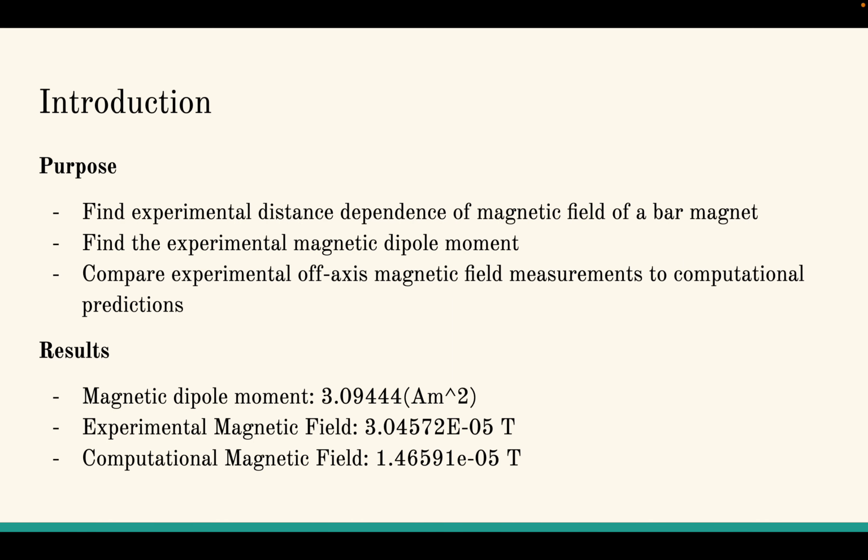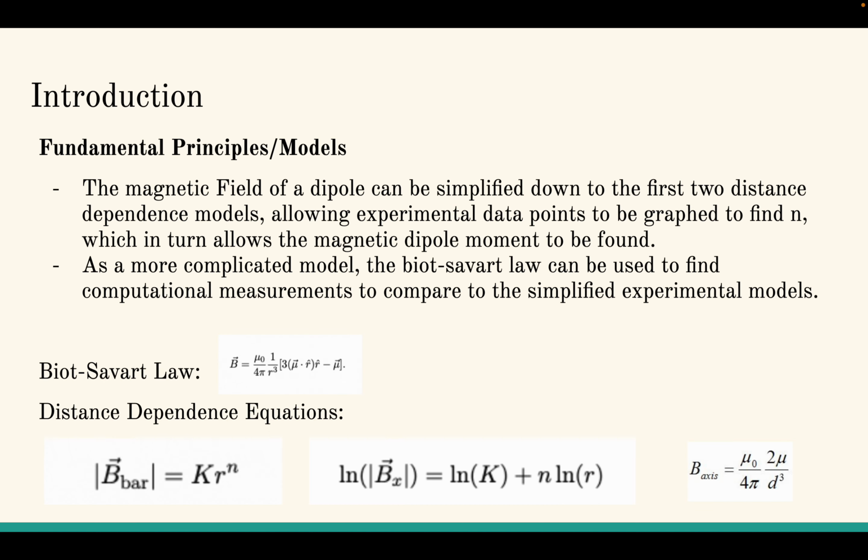For bar magnets. The purpose of this lab is to find the experimental distance dependence of the magnetic field of a bar magnet in order to find the experimental magnetic dipole moment, and then to compare the experimental off-axis magnetic field to the computational magnetic field. The dipole moment that was calculated was 3.09444, and then you can see the experimental and computational magnetic fields, with the experimental one being about twice the size of the computational one, which will be discussed later in the lab.